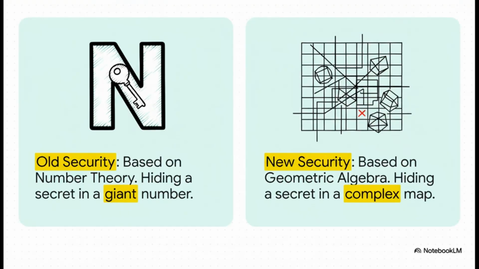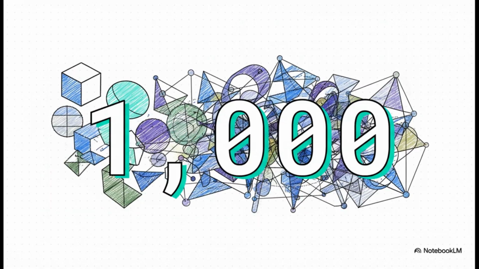The old security was all about what we call number theory, hiding a secret in a giant, hard-to-factor number. The new security, though, is based on something completely different, geometric algebra. We're not hiding secrets in numbers anymore. We're hiding them on a complex, sprawling map. And when I say complex, I really mean it.